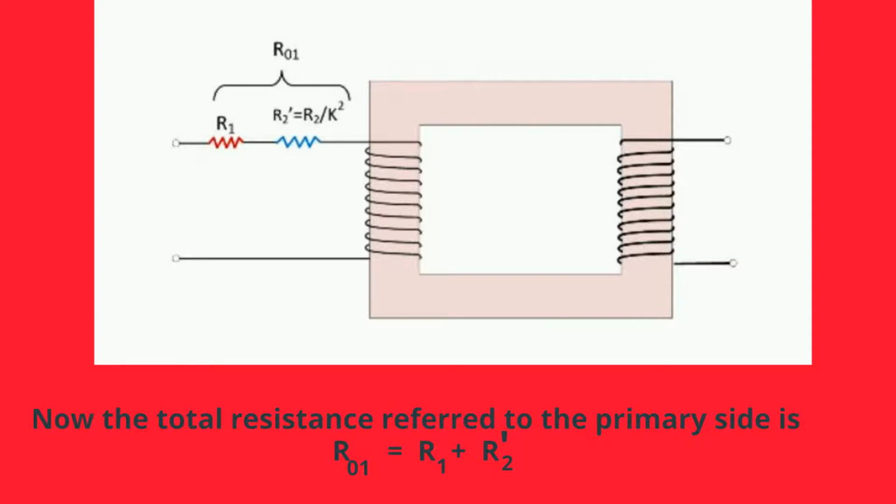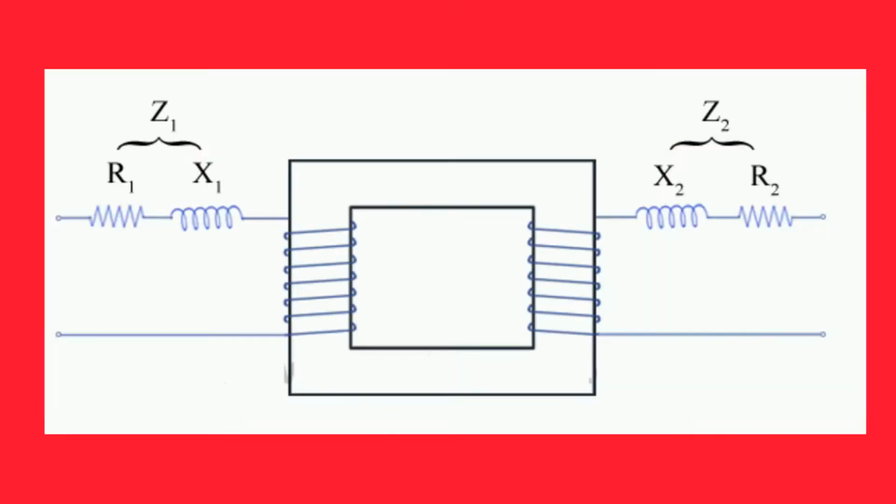So now, the total resistance referred to the primary side is R01, that equal to R1 plus R2 dash, that equal to R1 plus R2 by K square. Along with the resistance in the transformer, there will be a finite leakage reactance due to the leakage flux in the core. This leakage reactance can be represented in terms of X1 in the primary and X2 in the secondary winding, respectively.